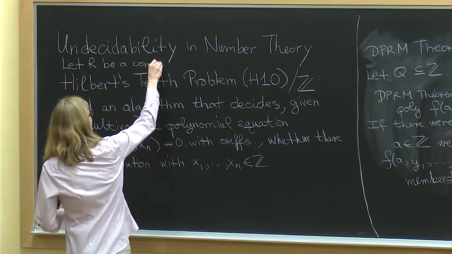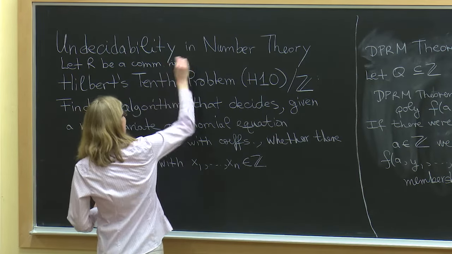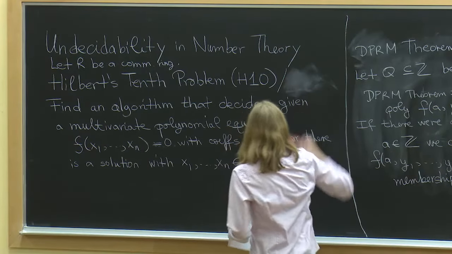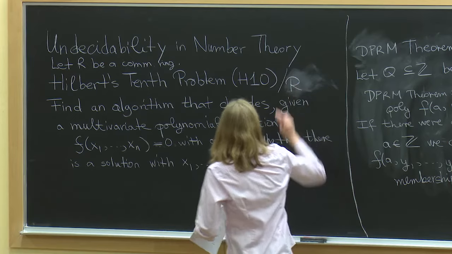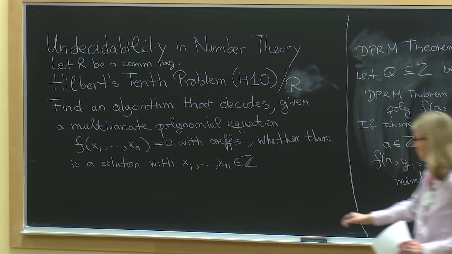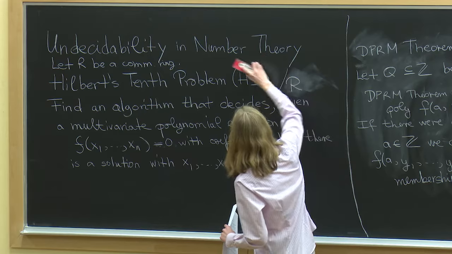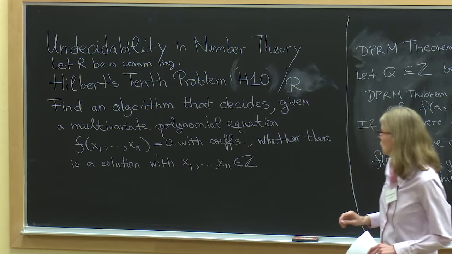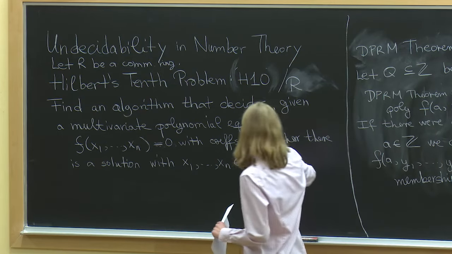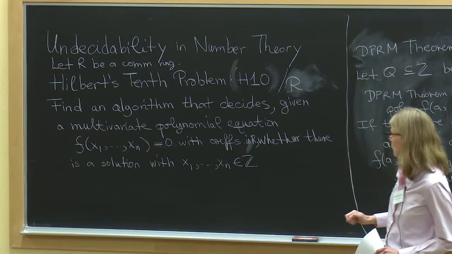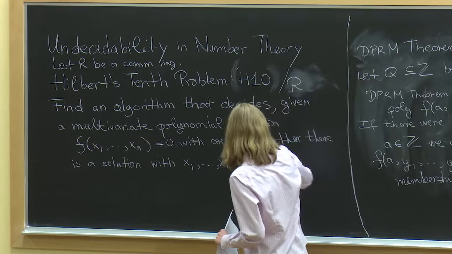we don't just have to restrict ourselves to the integers here. We can ask the same problem over some other commutative ring R, and we get Hilbert's 10th problem over R. And so now we're going to look at equations with coefficients in R rather than integer coefficients. And now we also want solutions in R.